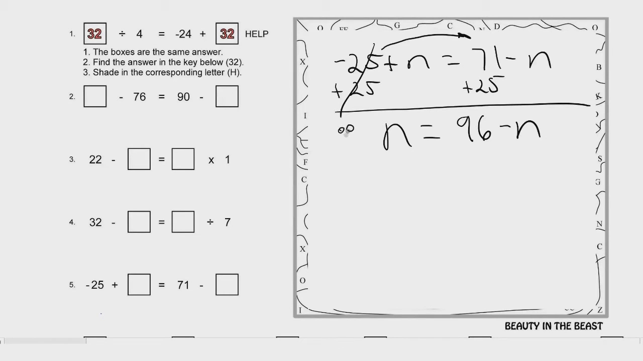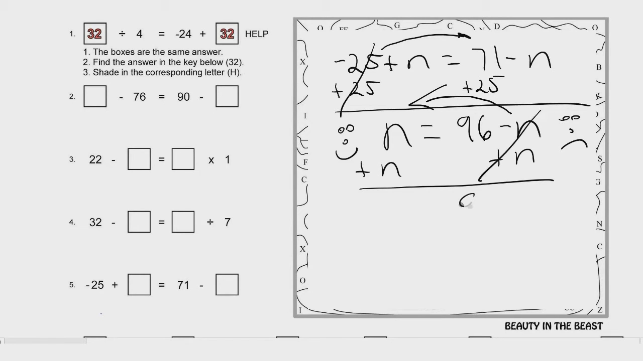Well, this n is happy, but these guys are unhappy because you have a letter next to a number, and you just think to yourself, who can I move to make everyone happy? Well, I can move the minus n to the opposite side. And again, if you move it to the opposite, you're going to do the opposite operation, which is plus n, and do it to both sides. So these guys are gone. We end up with 96. 96 is like, woohoo, I'm by myself. I'm happy. And over here we end up with 2n.